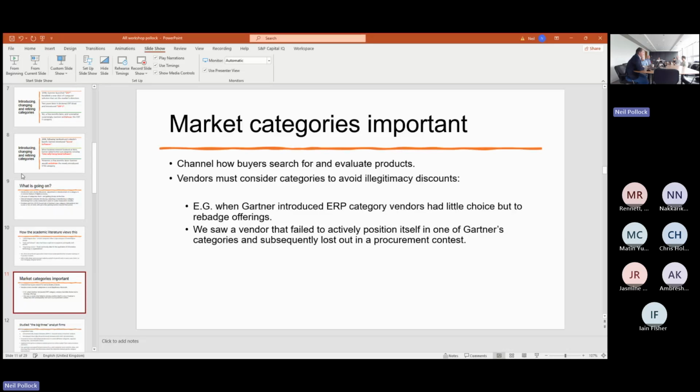And so we had lots of examples, when looking at vendors who fail to follow closely the categories of analysts, of being sifted out of procurement contests, or getting negative feedback from people like Gartner saying their products don't really fit the space. And so the category is important basically because it channels buyer behavior, and therefore vendors have to orientate towards what those categories are.